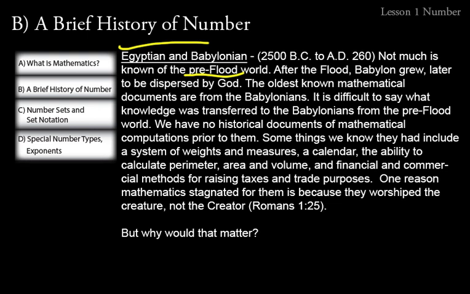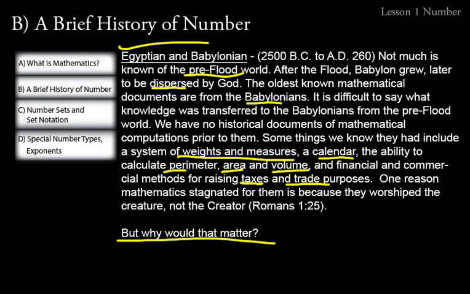After the flood, Babylon grew, later to be dispersed by God, and the oldest known mathematical documents are from the Babylonians, and it's difficult to say what knowledge was transferred to the Babylonians from the pre-flood world. But some things we know about the Egyptians and Babylonians is that they had a system of weights and measures, they had a calendar, ability to calculate things like perimeter, area and volume, financial and commercial methods for raising taxes, and trade purposes. One reason mathematics stagnated for them is because they worshiped the creature, not the Creator.